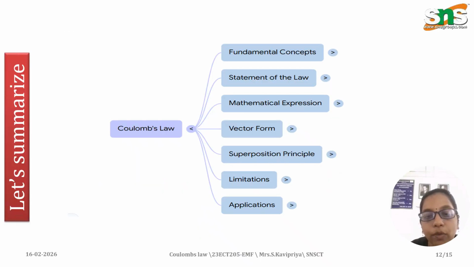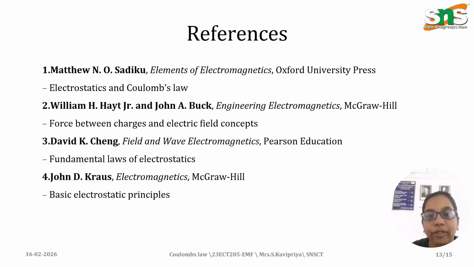This is the summary of what we have discussed so far. We discussed the fundamentals of Coulomb's law, the statement, the mathematical expression, the vector form of Coulomb's law, the superposition principle and the need for it, the limitations of Coulomb's law, and finally the applications of Coulomb's law. And these are my references.